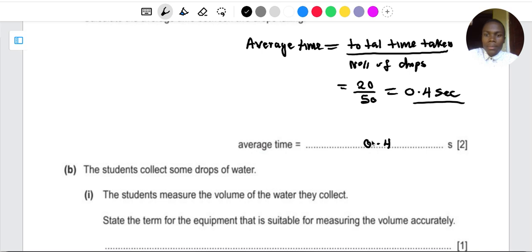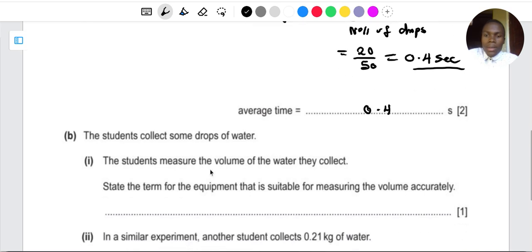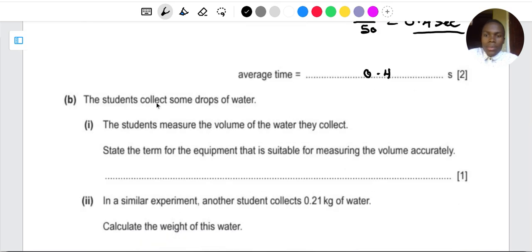Then for the second question, which is B, it is saying the students collect some drops of water. The students measure the volume of the water they collect. State the term for the equipment that is suitable for measuring the volume accurately. So the instrument that can measure the volume accurately is called the measuring cylinder. Okay, that one measures the accurate volume. So we can say measuring cylinder.